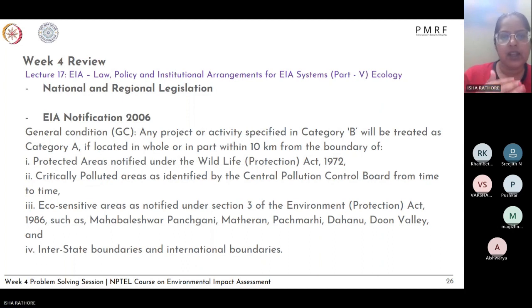But if, sorry. Yeah, so category B, you don't need to do an EIA, but category A has all of these conditions on projects, area, and type.